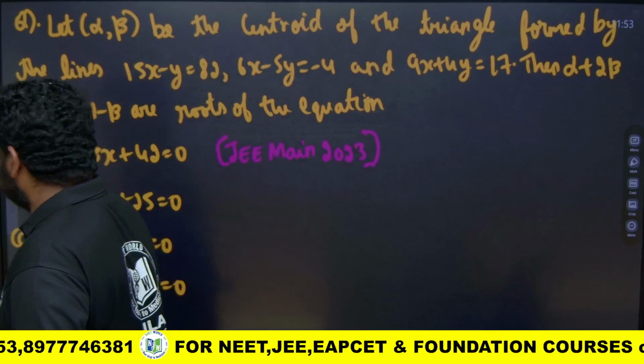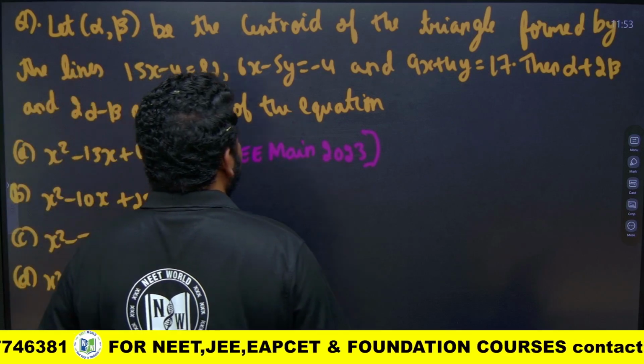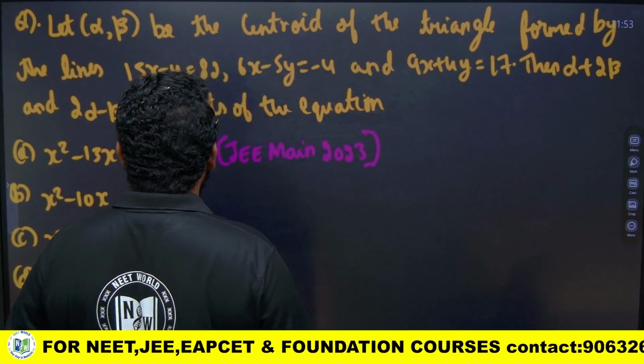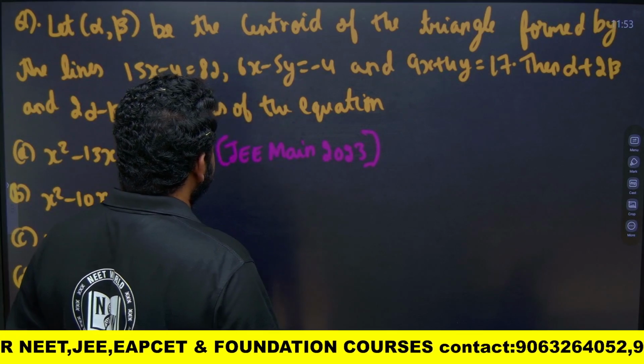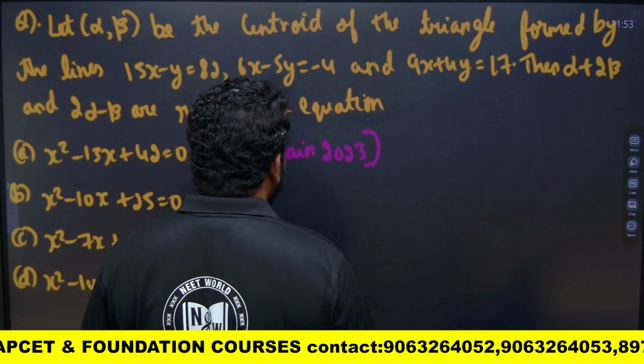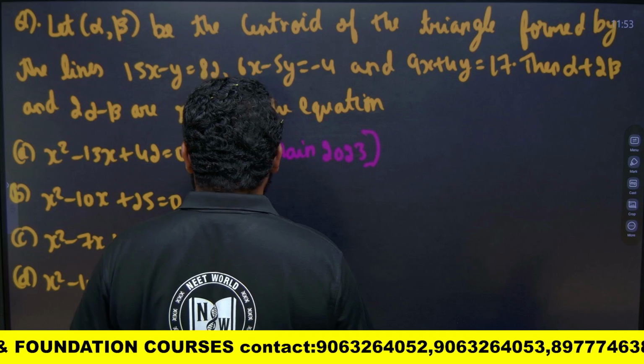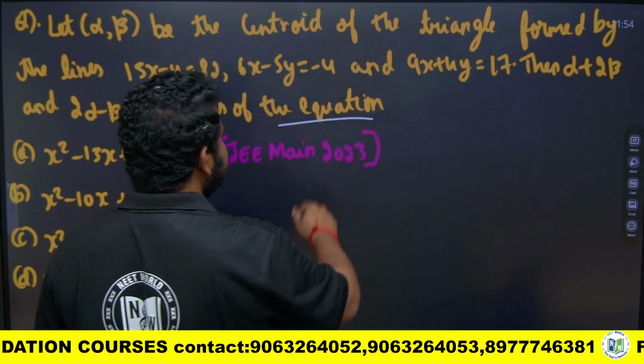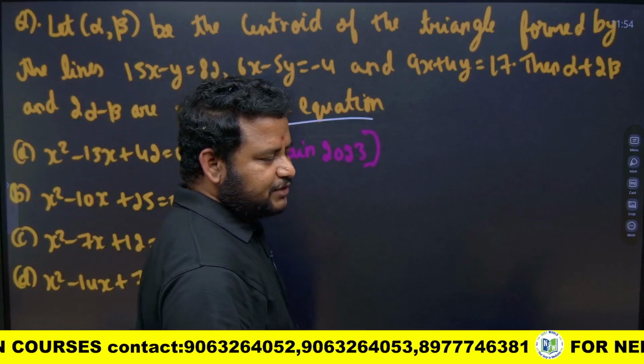Now they are telling that let alpha beta be the centroid of the triangle formed by the lines 15x minus y is equal to 82, 6x minus 5y is equal to minus 4 and 9x plus 4y is equal to 17. Then alpha plus beta and 2 alpha minus beta are the roots of the equation. They are the roots of which equation they are telling. Here they have not given the coordinates.